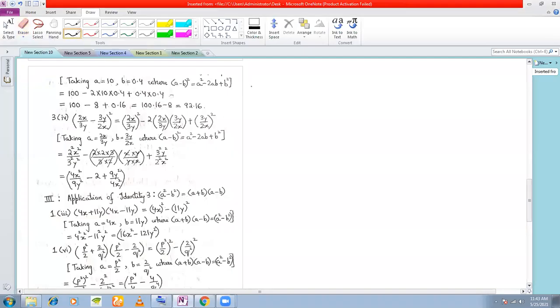3 part 4. In this 3 part 4, the question is you have to expand this: 2x by 3y minus 3y by 2x. You have to find the square of 2x by 3y minus 3y by 2x.